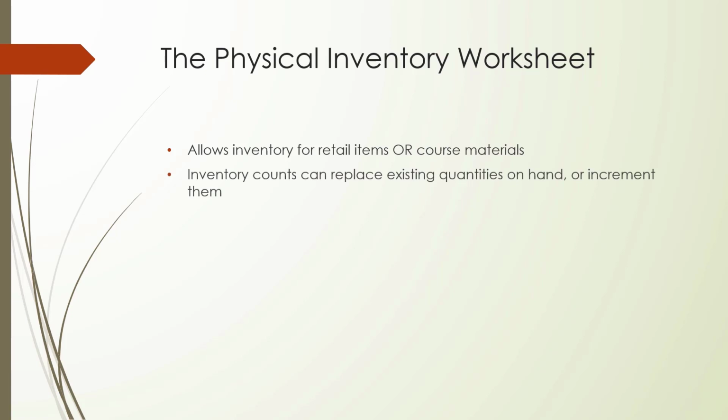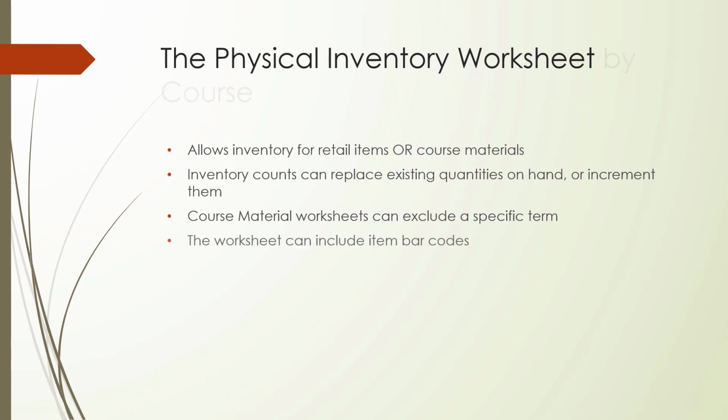These counts can replace existing quantities on hand, or add the count to your existing quantities. If you're using the physical inventory worksheet for a full-blown annual inventory count, you'll zero out your quantities on hand and use the increment method. The replace method is useful for inventory spot checks and other scenarios when you would not zero out your inventory. The physical inventory worksheet can be filtered by course materials, general merchandise, or all of the above.